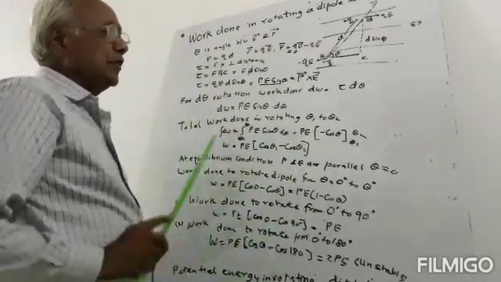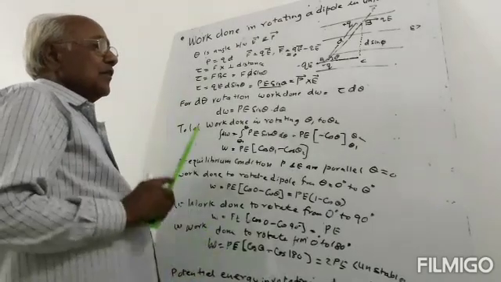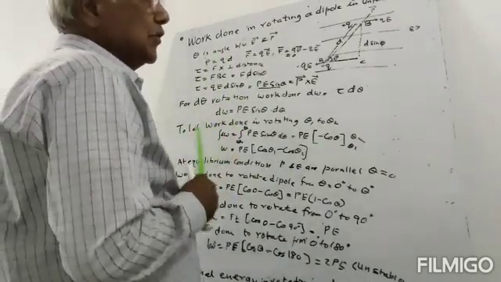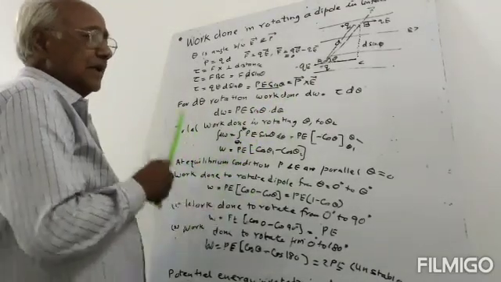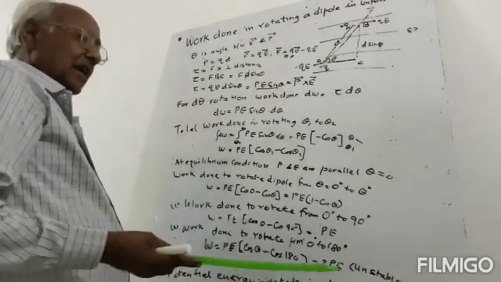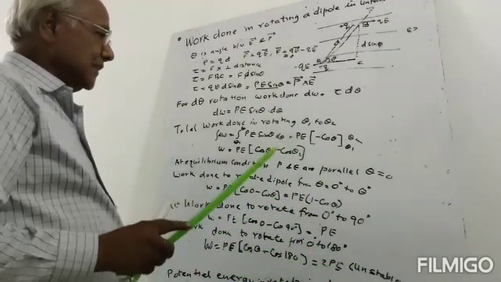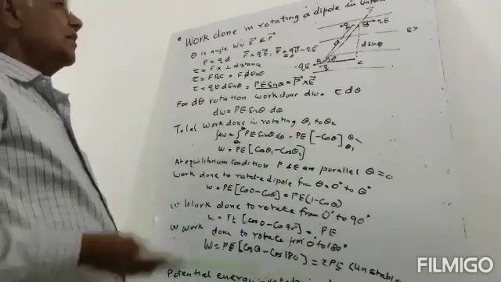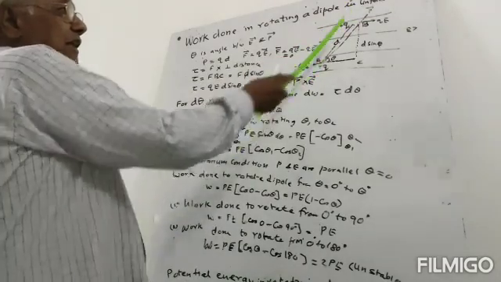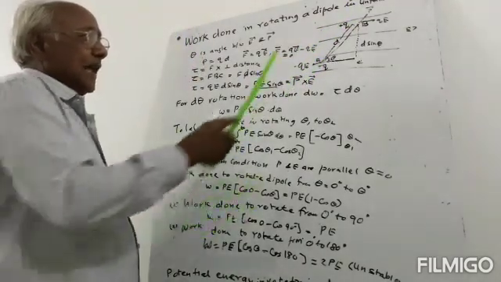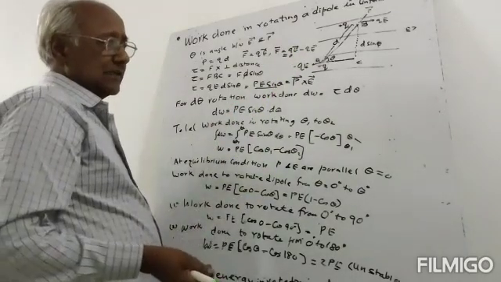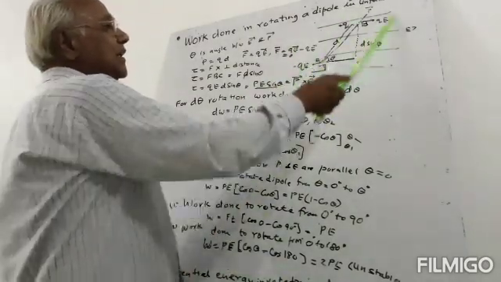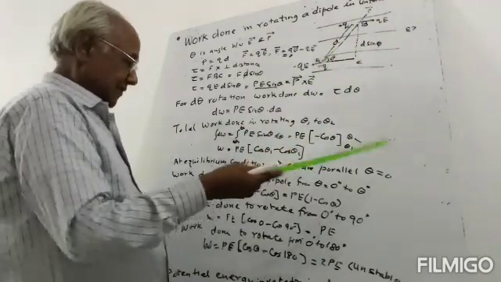Suppose we have to find the potential energy. Then, what is the potential energy? If the work is done, the work done will be stored either as kinetic energy or as potential energy. Now, since there is no net force, there is no translational motion, so there will be no kinetic energy. So this work done will be stored as potential energy.